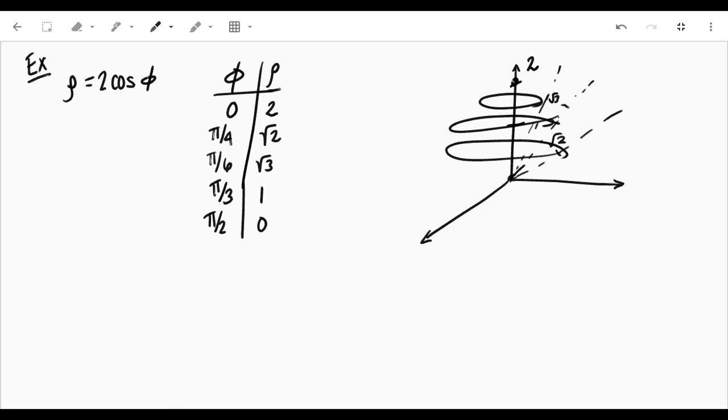I didn't do a great job drawing that, and I apologize. But what that ends up being is a sphere, and it's actually centered at 0, 0, 1.